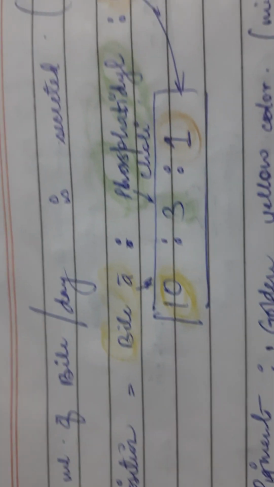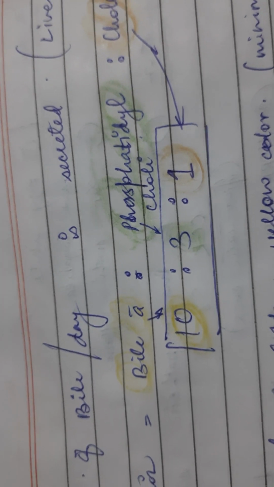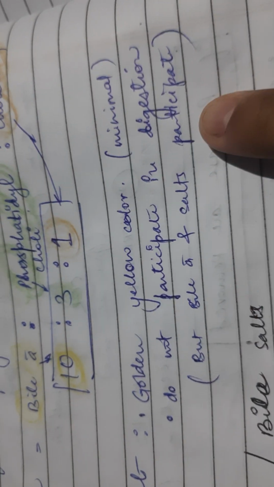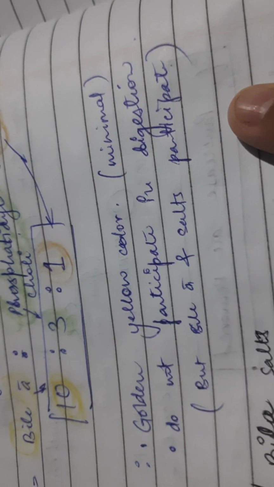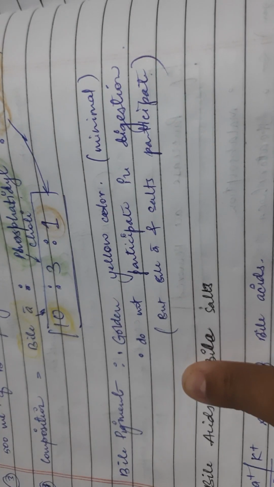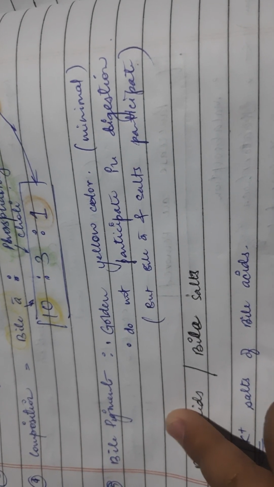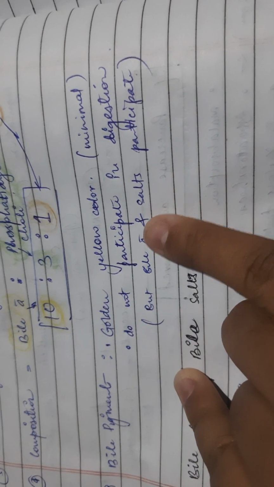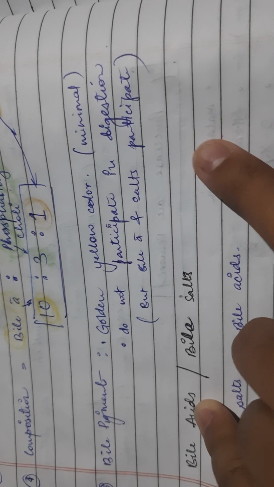Composition of bile: bile acid to phosphatidylcholine to cholesterol, its ratio is 10:3:1. Then bile pigments are golden yellow colored and minimal. Bile pigments do not participate in digestion, but bile acids and salts participate.